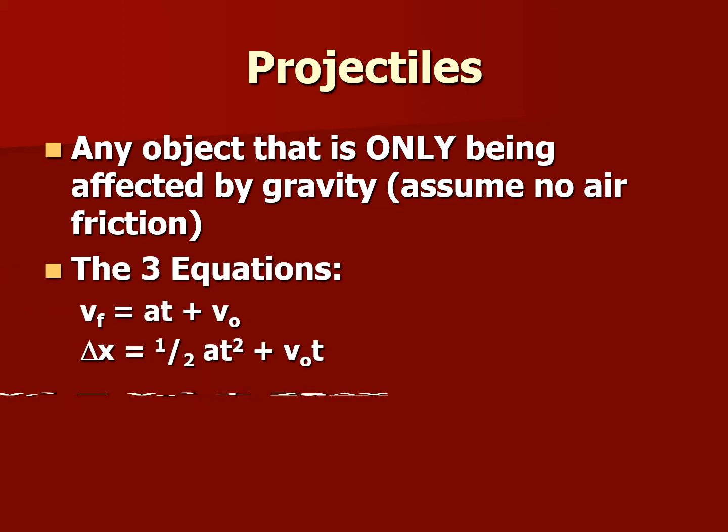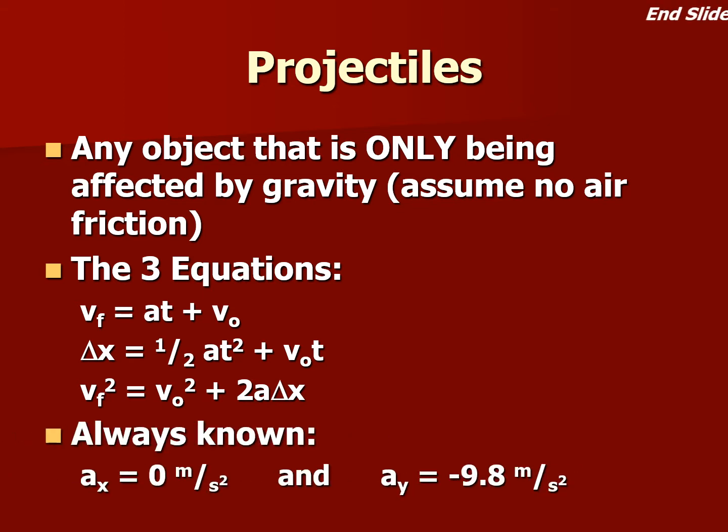The three equations we're going to be dealing with when we talk about projectiles are these three equations, which we dealt with before. The final velocity equals acceleration times time plus initial velocity. Displacement is equal to 1/2 times acceleration times time squared plus initial velocity times time. And final velocity squared equals initial velocity squared plus 2 times acceleration times displacement. Now this is going to be important because we're actually going to be talking about velocity, displacement, and acceleration in specific directions.